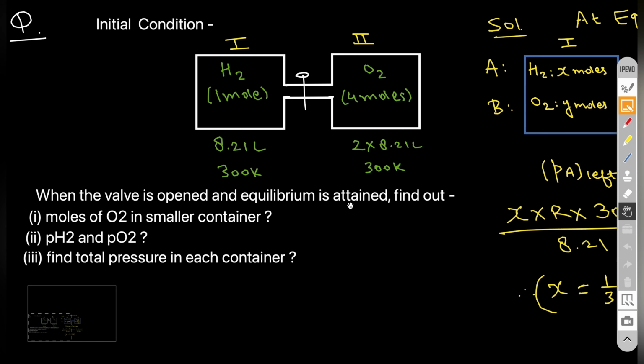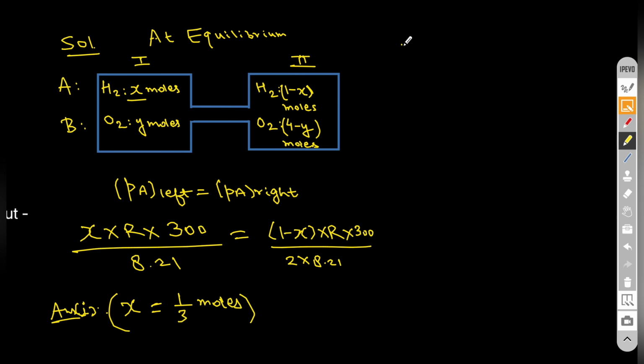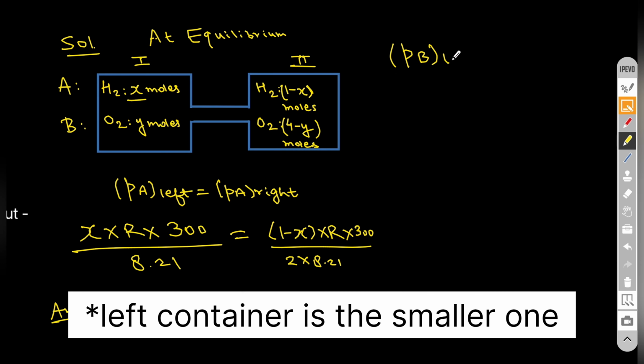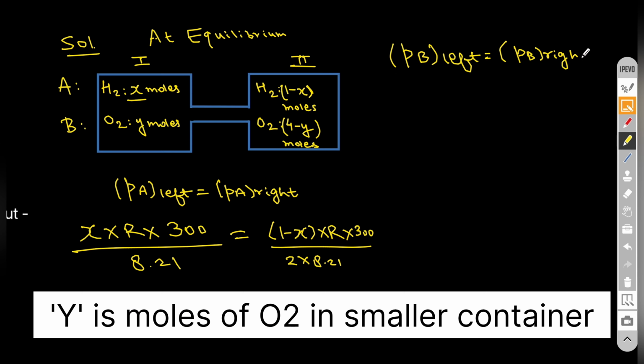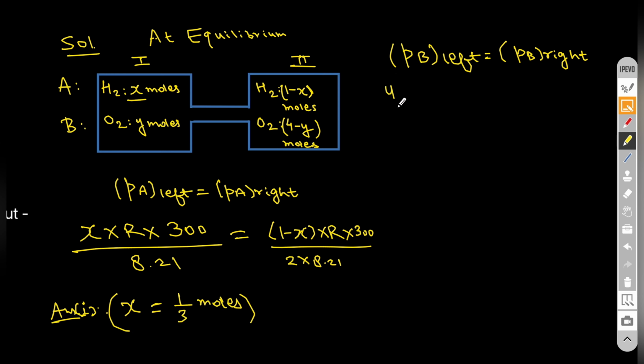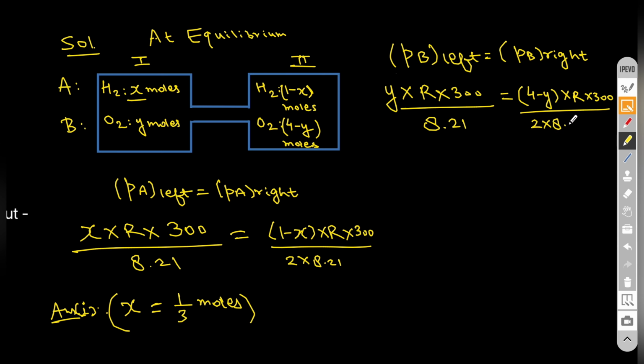Now we'll solve for Y as well, since we had to find the moles of O2 in the smaller container. The pressure of gas B on the left side should be equal to the pressure of gas B on the right side. So for O2 we have Y multiplied by R multiplied by T1, which was 300, divided by V1, which was 8.21, equal to 4 minus Y multiplied by R multiplied by 300 divided by 2 multiplied by 8.21.